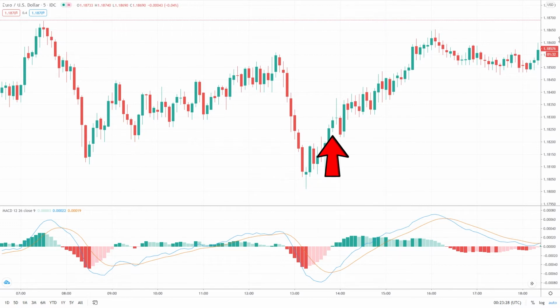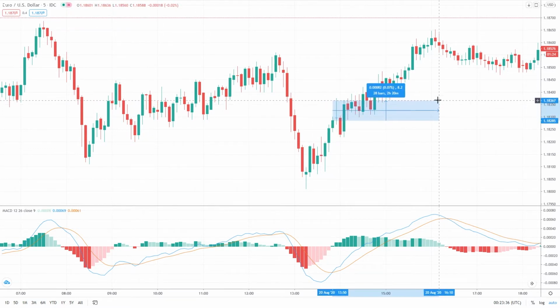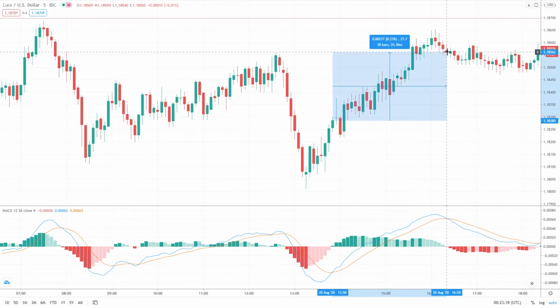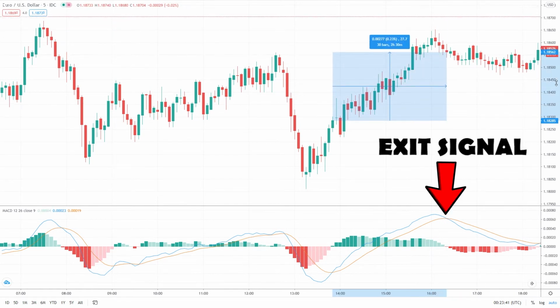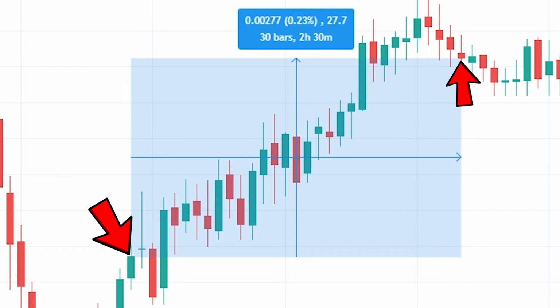Because it's a green candle, so the close is in the top part of the body, so I'll start here. And let's say, just an example, that our exit signal is here, and it happens to be a red candle. A red candle closes at the bottom of the candle's body, so the measurement would be from this point to this point.